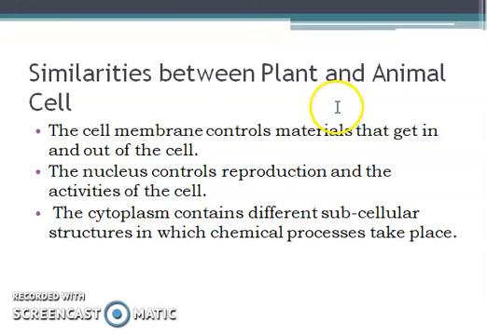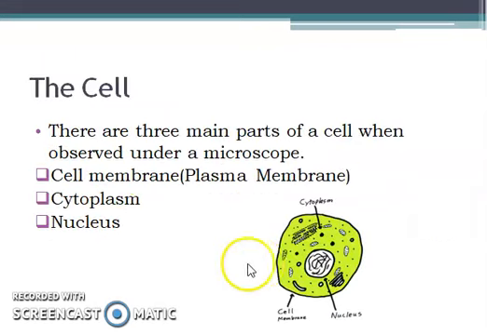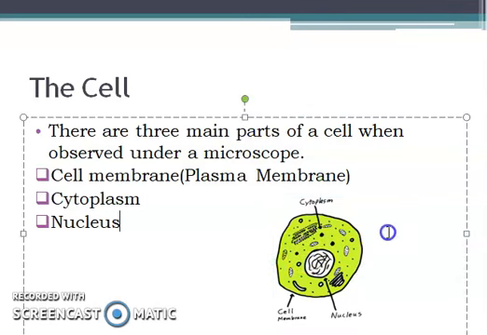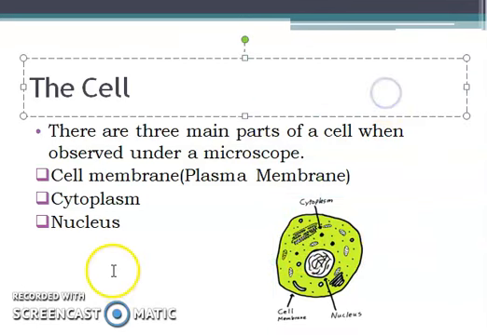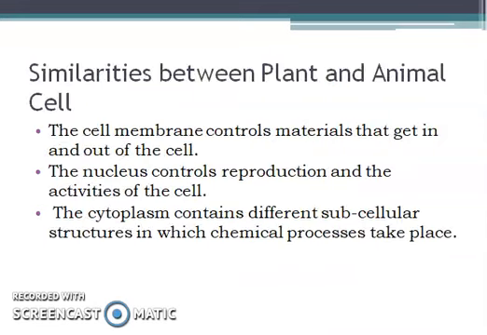So these are the similarities between these two types of cells. What did I say? They have the cell membrane, they have the nucleus, and they also have the cytoplasm. The cell membrane, as I said before, is a thin membrane, and what else is it called? It is called the plasma membrane. And it controls the materials that get in and out of the cell, from the environment outside to the inside and from inside to outside. It controls them.